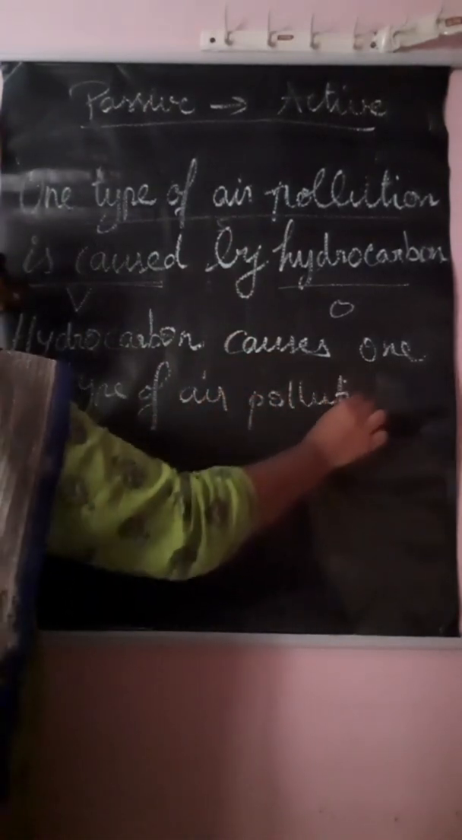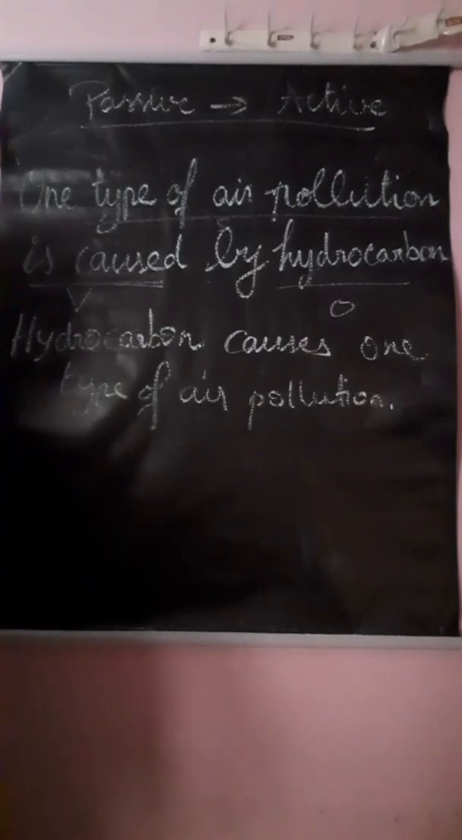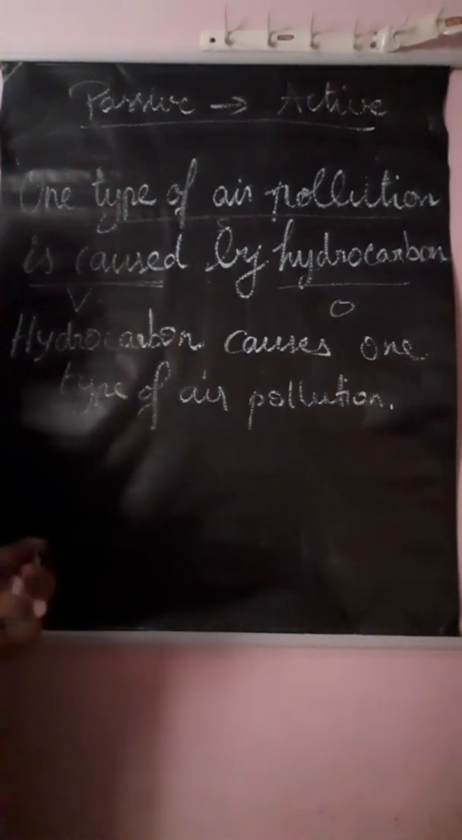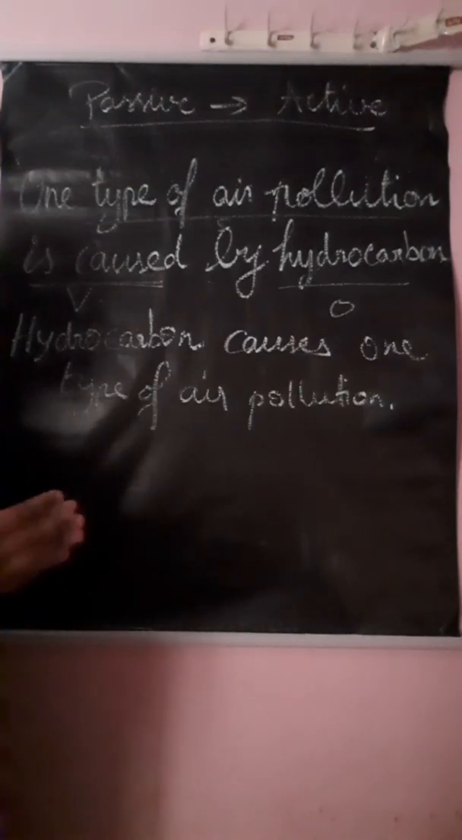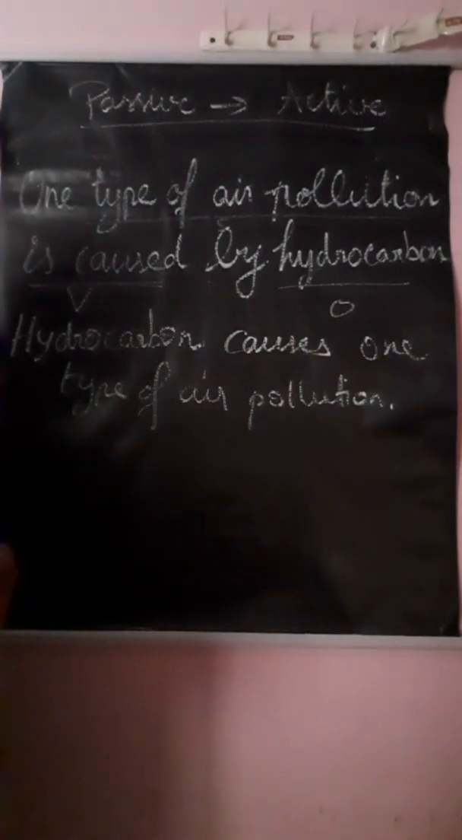It's clear? So today we have seen some active voice and passive voice sentences, and how they change in state and form. In the next video, let us see interrogative sentences, children.